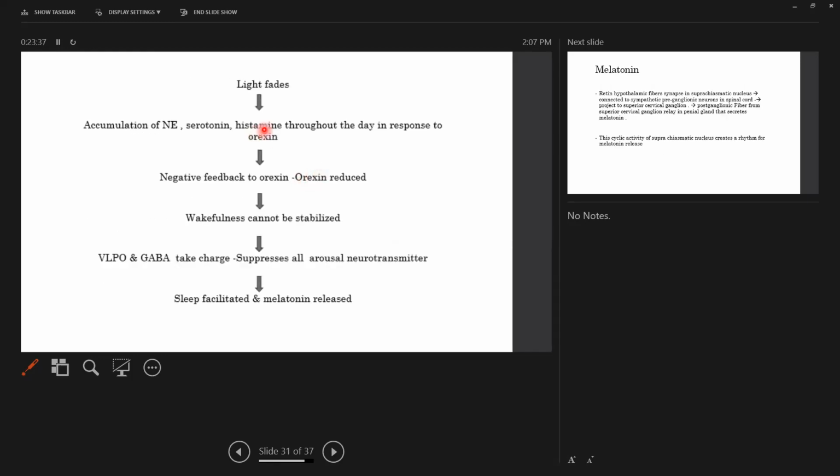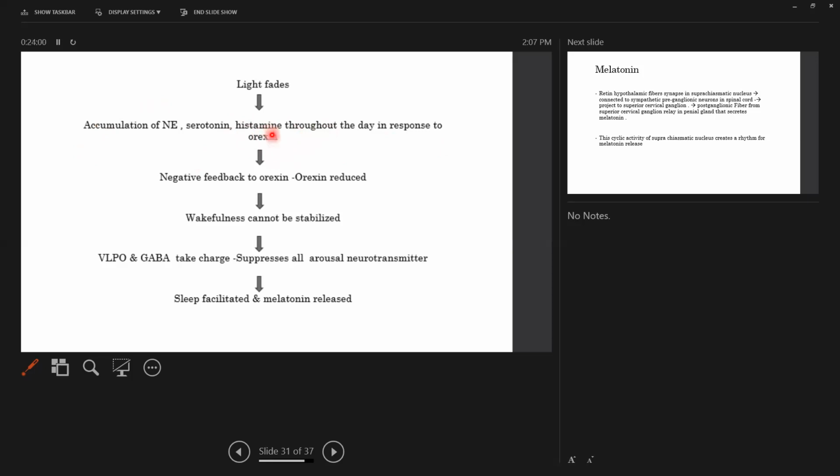Also, as the day passes by, the light fades. During the whole day, the orexin, which was the master regulator, was responsible for activation of wakefulness and release of all the other neurotransmitters. So there is accumulation of all these neurotransmitters, norepinephrine, serotonin, histamine, throughout the day in response to orexin. So they are all accumulated.